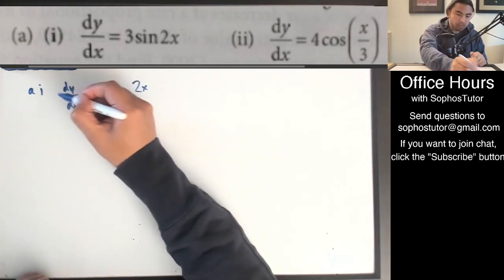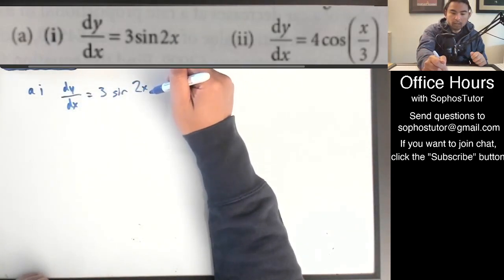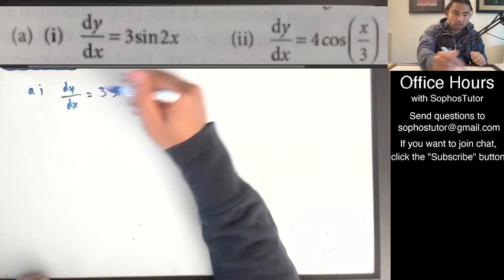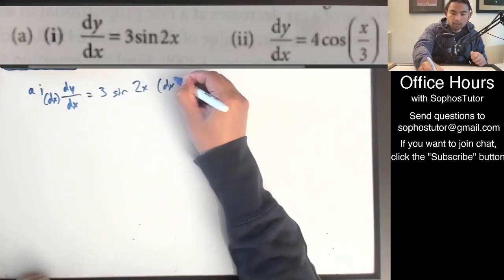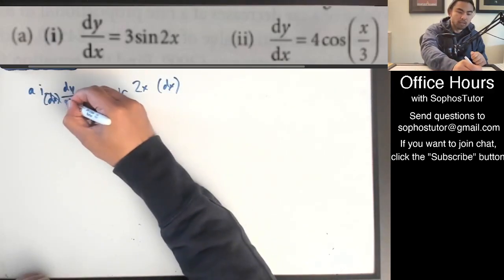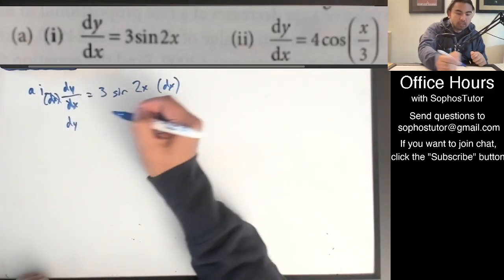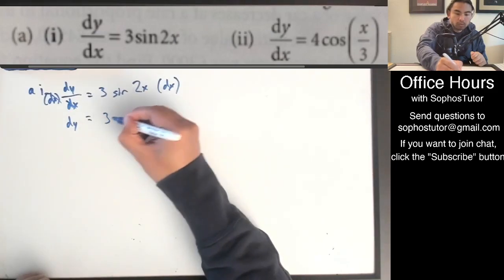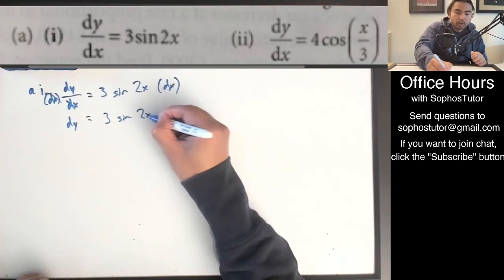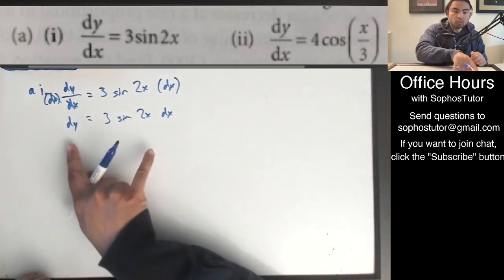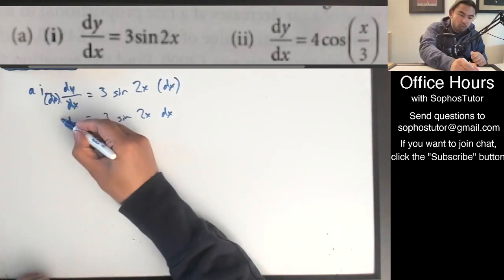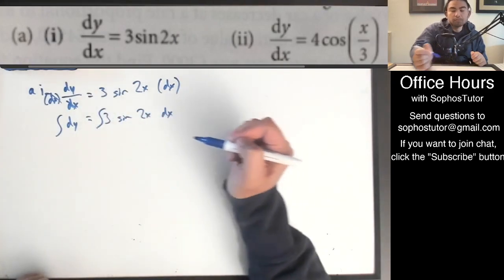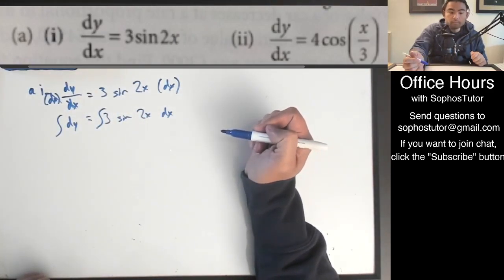This is fairly simple here, since we already have most of the x's on one side of the equation. We simply just need to multiply dx to the other side of the equation. So the dx will cancel out, and we will have dy is equal to 3 sine of 2x dx. As soon as you have your x's and y's separated, you can now take the integral of each side.